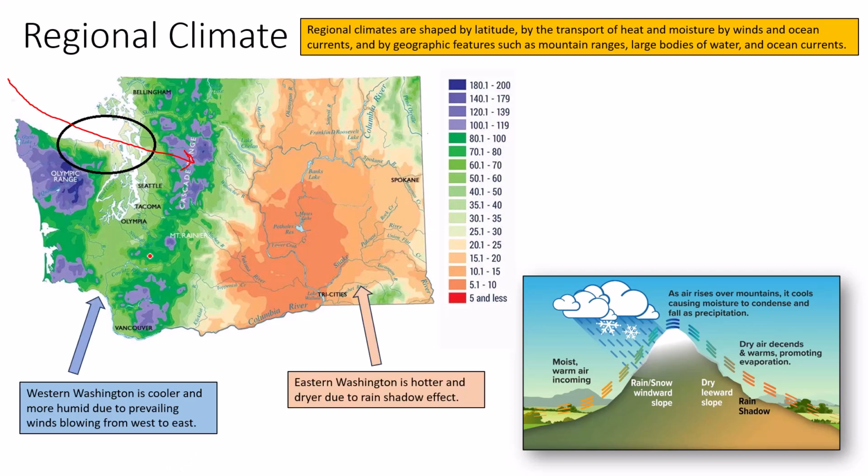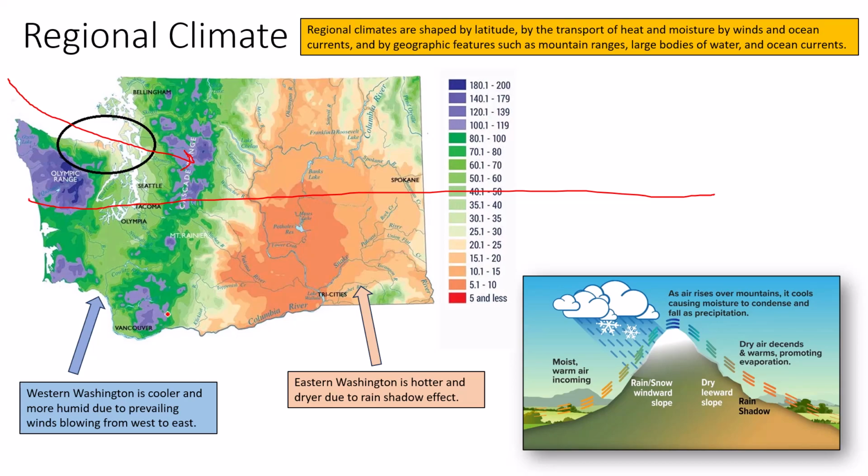So, same latitude. If I just draw a line right through, this is the same latitude, meaning it should have relatively similar climates. It should have relatively similar temperatures. It should have relatively similar weather patterns. But it doesn't, all because of the mountain range, which is the geographic entity.